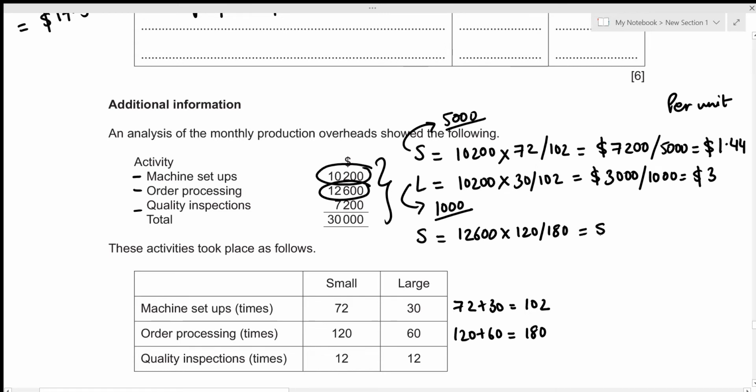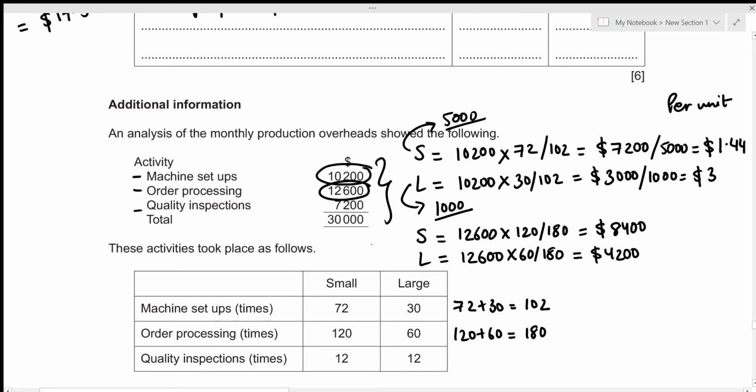This results in the total order processing cost for small sizes to be 8,400. Let's repeat the same process for large ones. So the total cost is 12,600 times 60 by 180, because 60 orders were processed for large units out of the total orders processed of 180. So this results in the total order processing cost of 4,200.